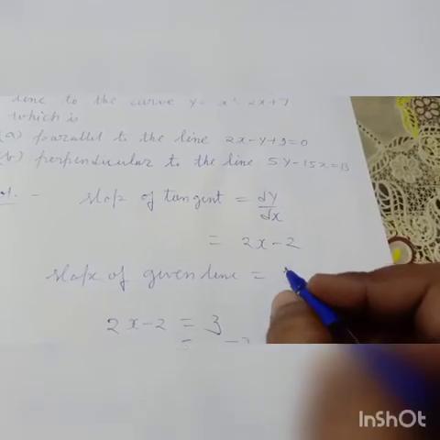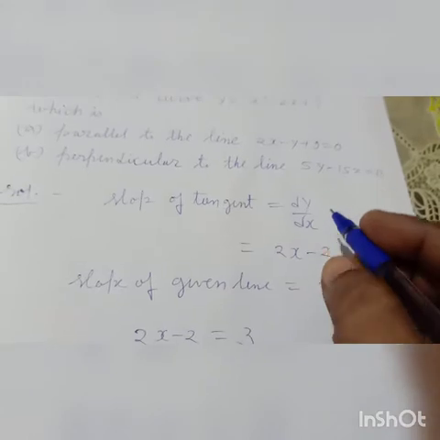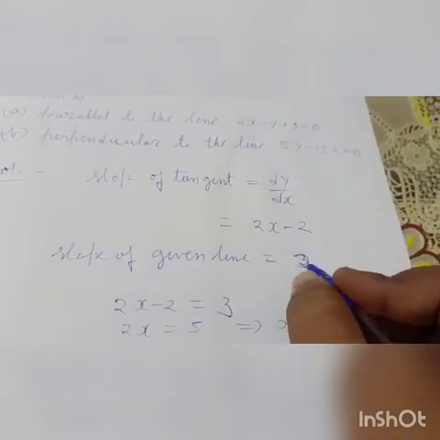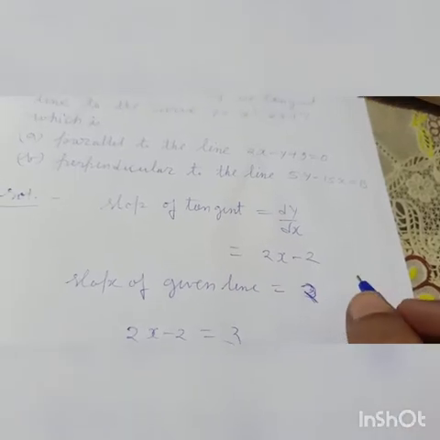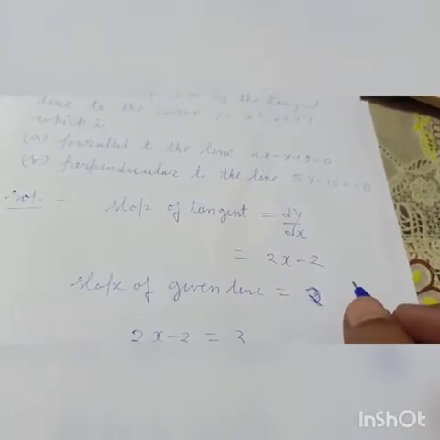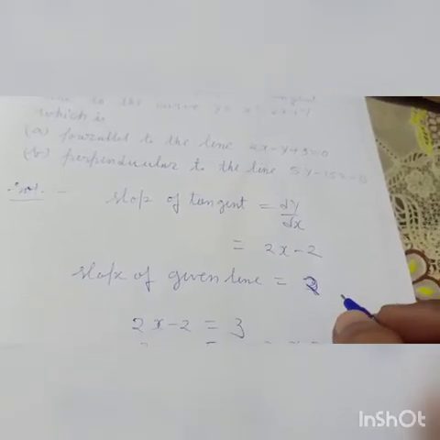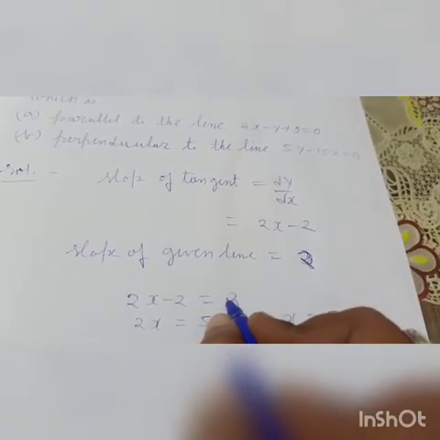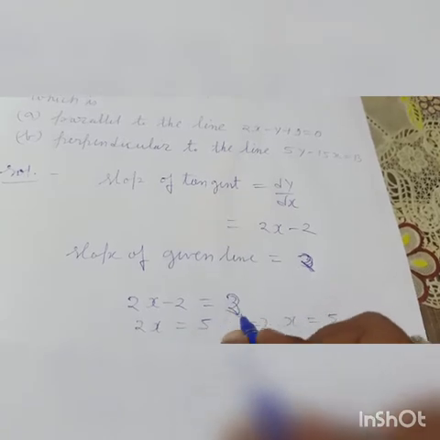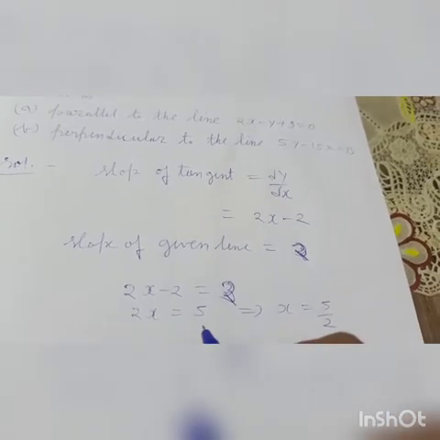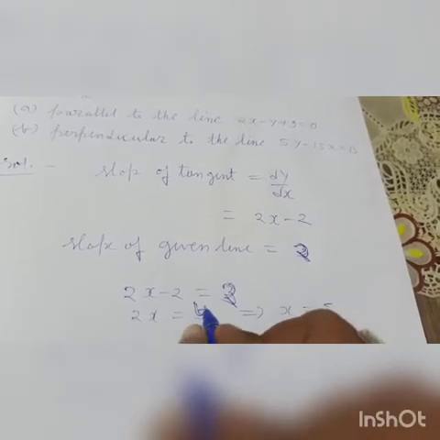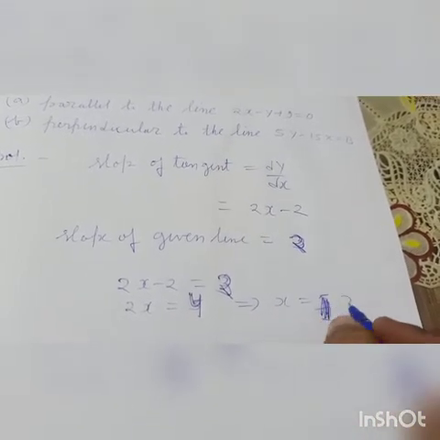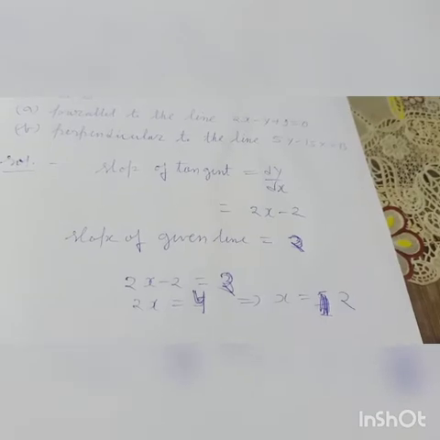Okay, some mistake has happened. The slope of the given line is not 3. In the first part it is only 2. The slope of this line is 2. So this will come out as 2x minus 2 equal to 2. So we can say 2x equal to 4 and x equal to 2. So x is 2 only.